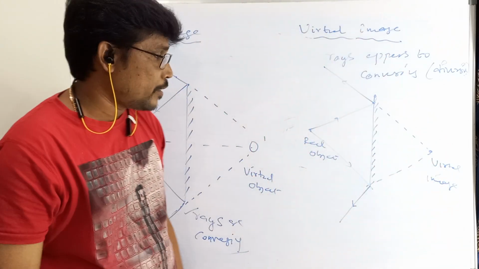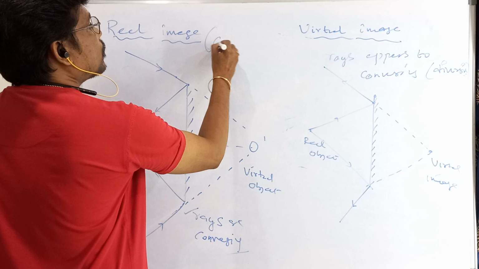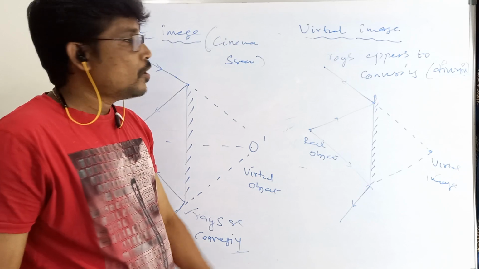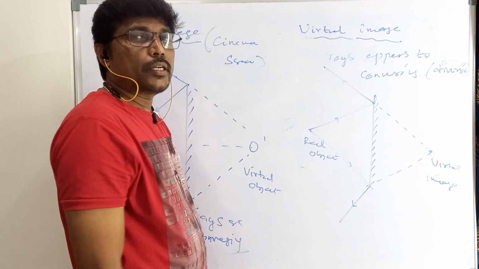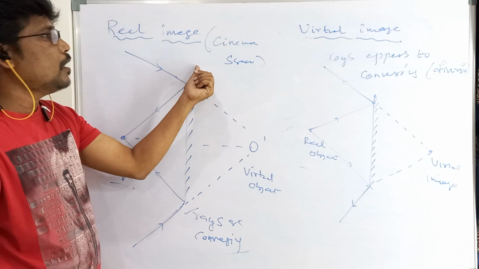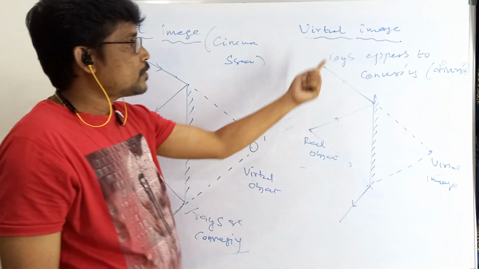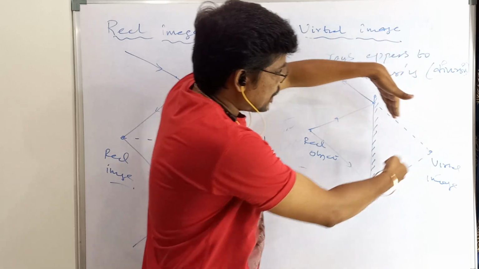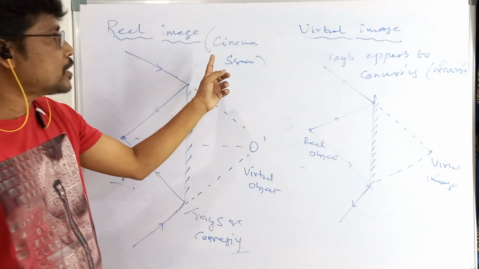One thing you should understand, a real image is simply like a cinema screen. Cinema screen is a real image. You can approach this screen, but a virtual image you can't approach. You can't directly see the virtual image, but you can see the real image, right? Real images are formed due to rays converging. Virtual images are due to rays appearing to converge, but our perception is that it is like diverging. So this is virtual image and this is real image.